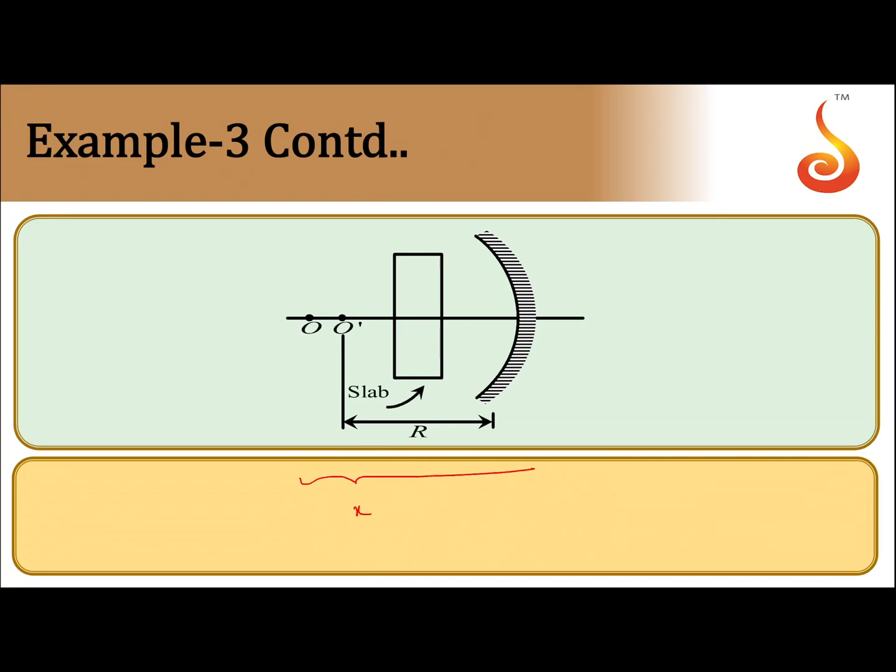Now whenever we place a transparent slab in front of an object, it shifts the position of the object by some amount. If t is the thickness of this glass slab and mu is its refractive index, then the amount of shift can be calculated by t times (1 minus 1 by mu). So here we substitute all the data, that gives us 3 times (1 minus 1 by 1.5), which basically is 1 centimeter. So the object shifts to a new position O prime, which is at a distance 1 centimeter from O.